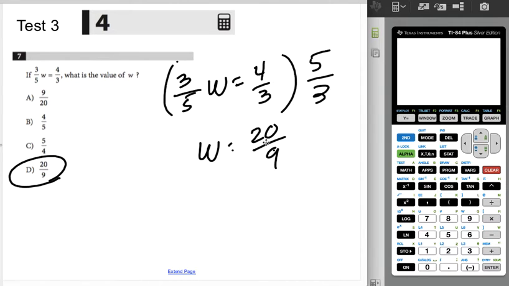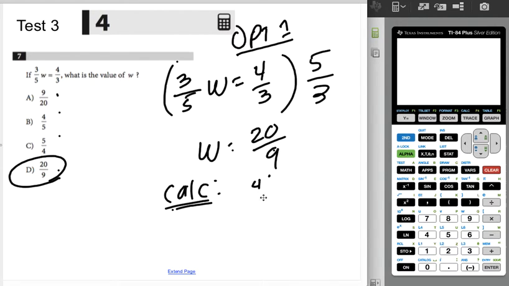Right? The other way to do it is to plug in each one of these and see if they give you 4/3, right? So this is what I would probably call option 1, right? Also, for the record, it is a calculator section, right? So you could have just done 4/3 and then divided it by 3/5.